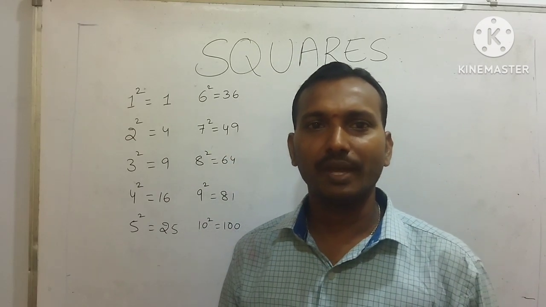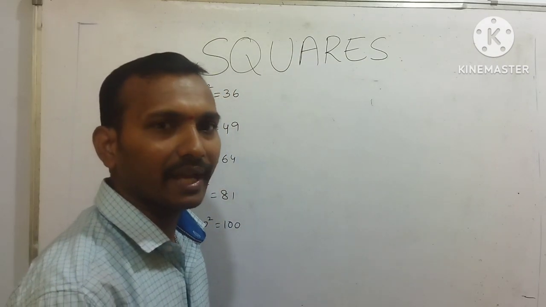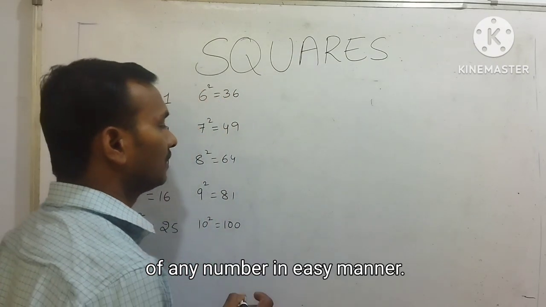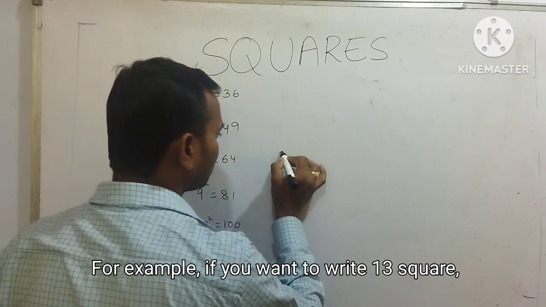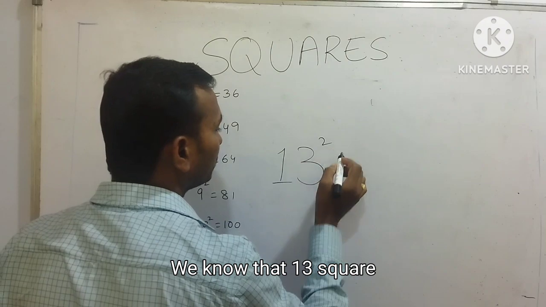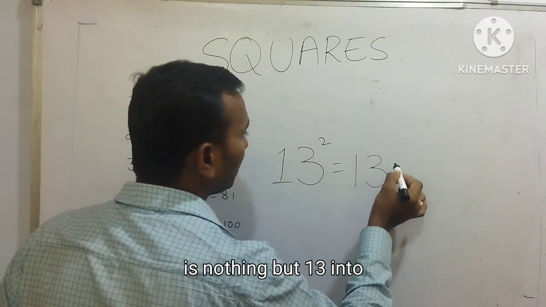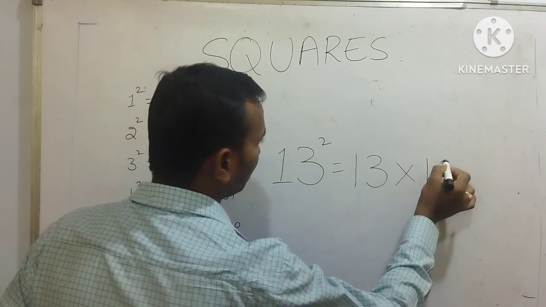But if you want to write the squares more than 10, now in this video we are going to learn square of any number in an easy manner. For example, if you want to write 13 square, we know that 13 square is nothing but 13 into 13.